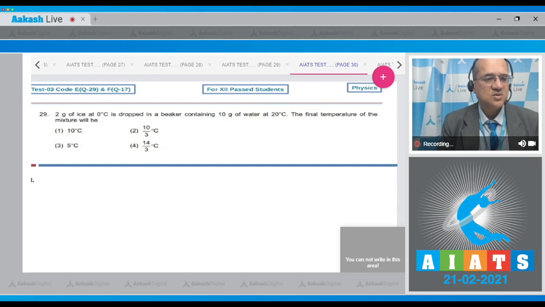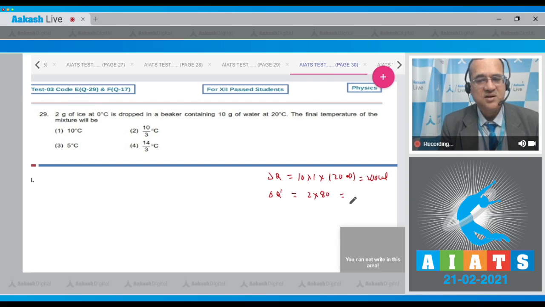Question number 29: 2 gram of ice at 0 degrees centigrade is dropped into a beaker containing 10 gram of water at 20 degrees centigrade. What is the final temperature of the mixture? Now dear student, let's see how much energy you can get from the water when it comes to 0 degrees centigrade. Mass is 10, specific heat 1 and temperature change 20 minus 0, so you get 200 calorie of energy once it comes to 0. And how much energy is required to melt the ice? That is equal to 2 into 80, so it is 160 calorie. Obviously this energy is more, so the temperature will go above 0 degrees centigrade.